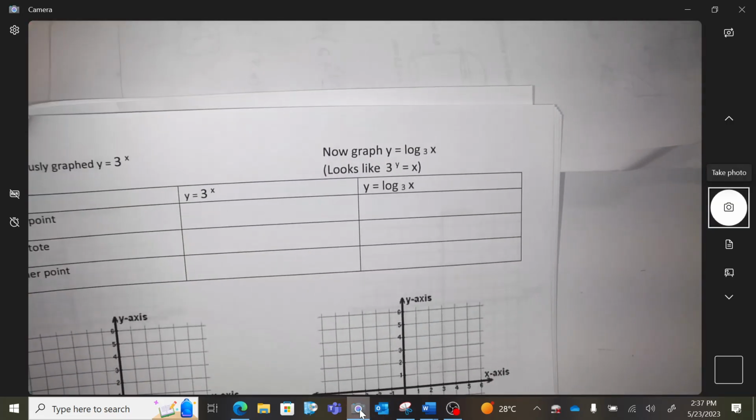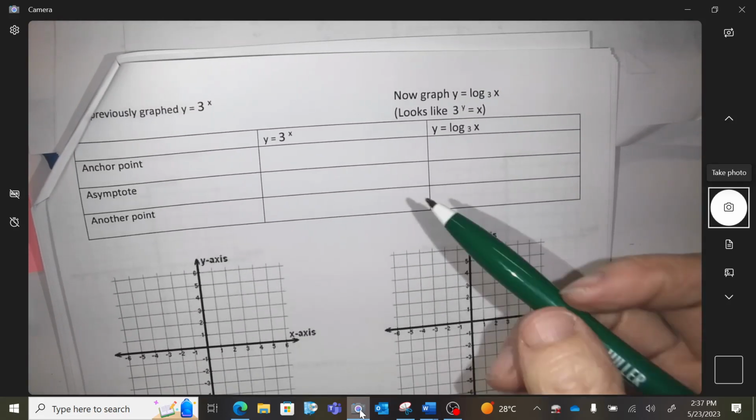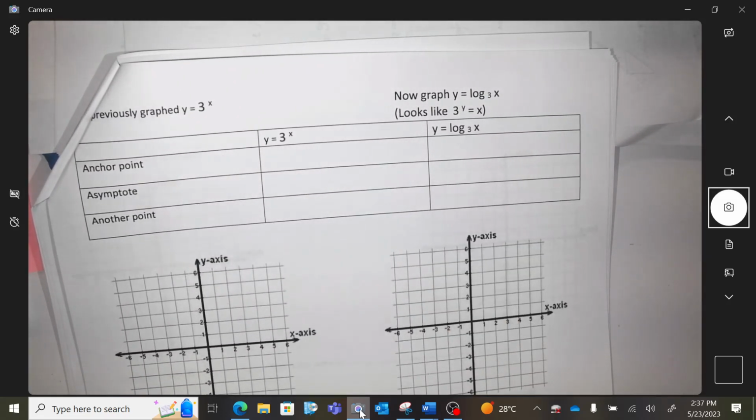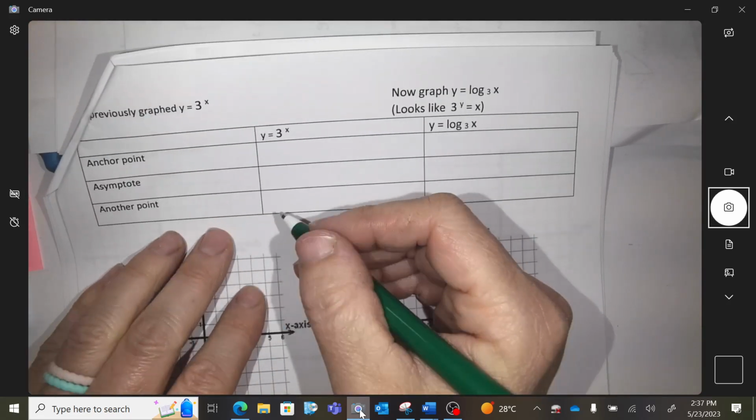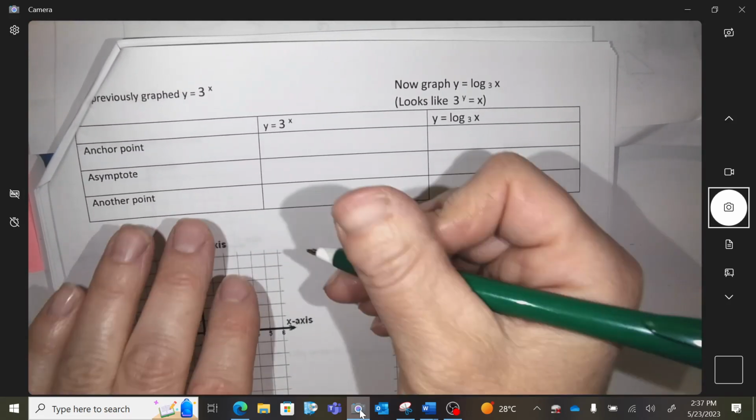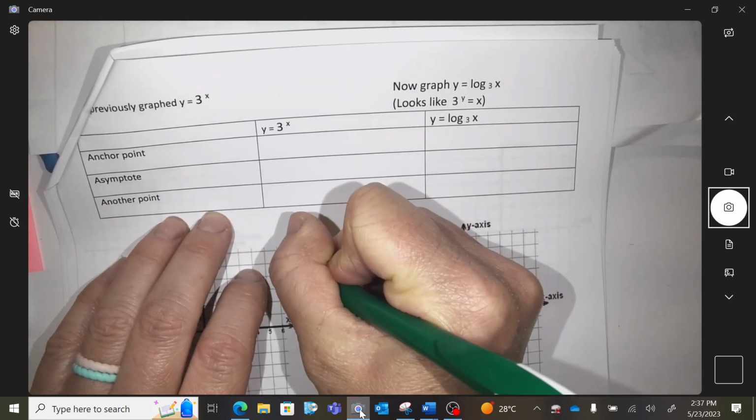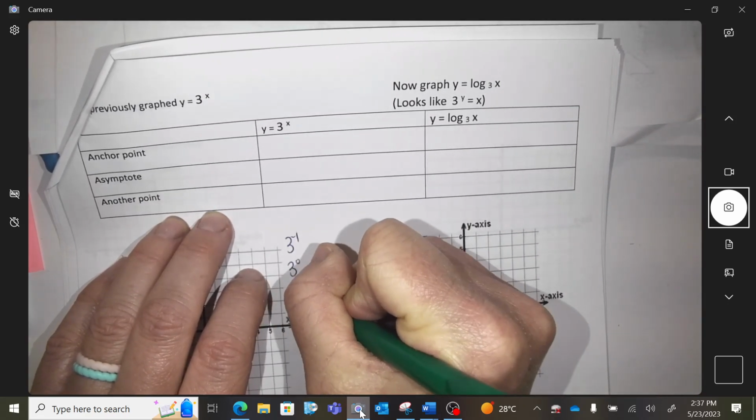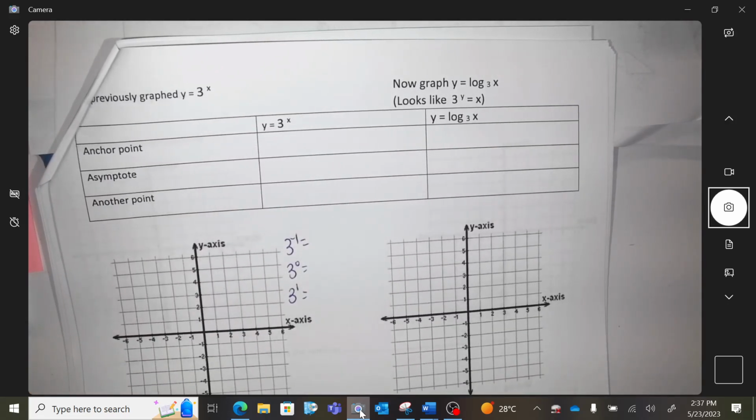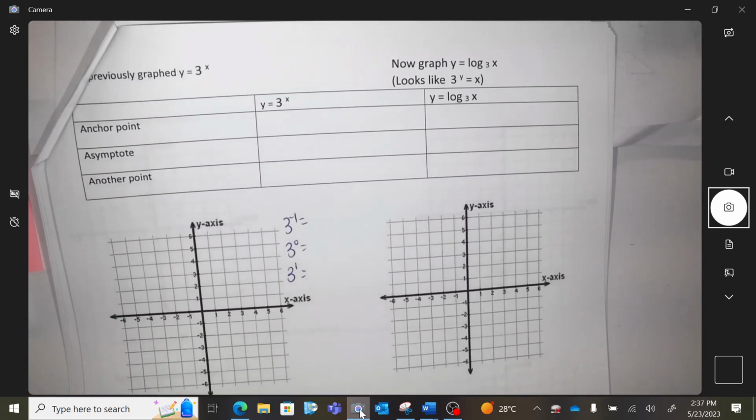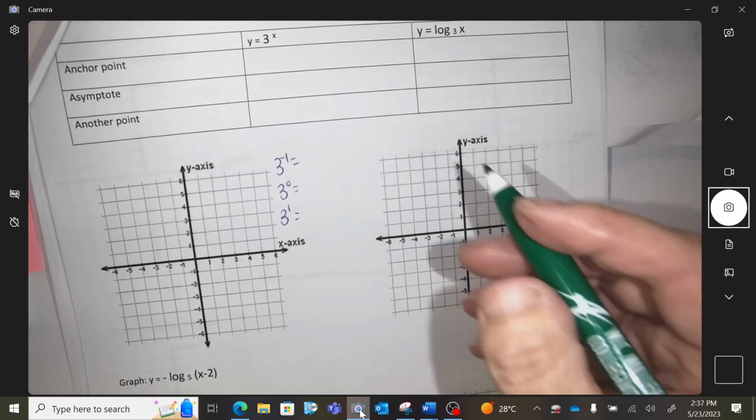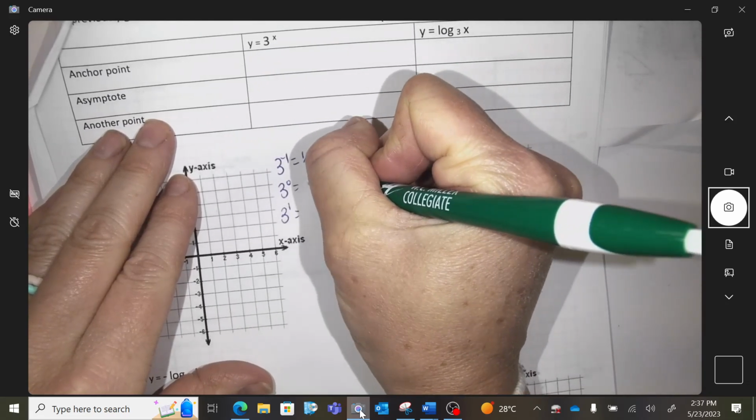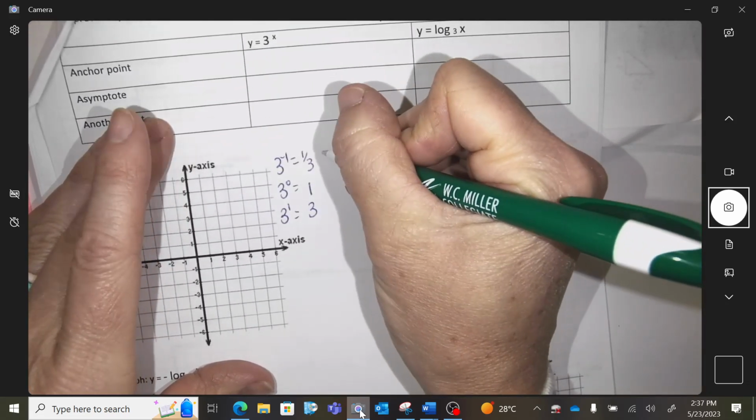Okay, you ready? So we did this. Okay, let's develop our 3 points here. 3 to the -1, 3 to the 0, 3 to the 1. So you always start like that. The base is 3. So 1/3, 1, and 3.